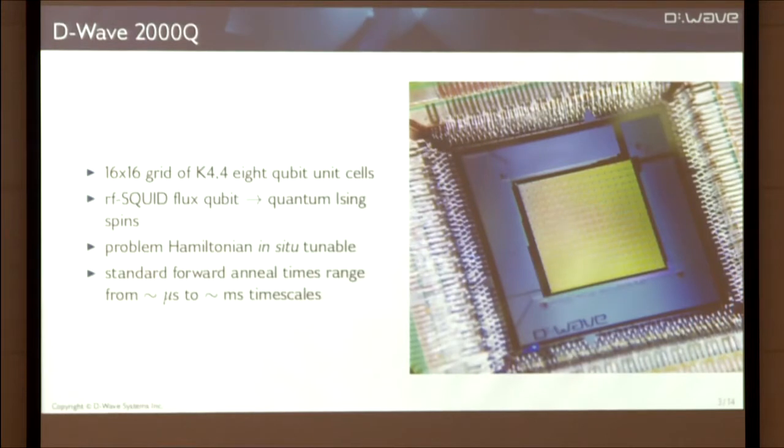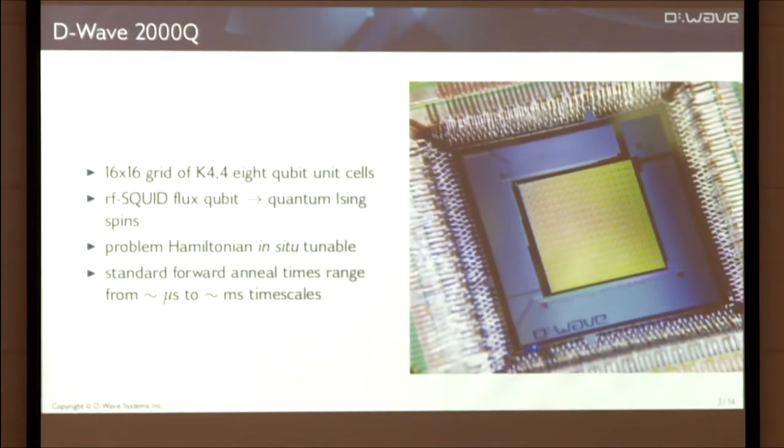So here's a picture of the processor itself. We fabricate our processors on 8-inch silicon wafers, and we dice out each one of the processor die. They're about a centimeter square. So this shows a picture of one of our 2000Q processors bonded up to a printed circuit board, and this entire assembly gets mounted to the mixing chamber of a dilution refrigerator. Typically, we've been operating our processors at about 12 millikelvin.